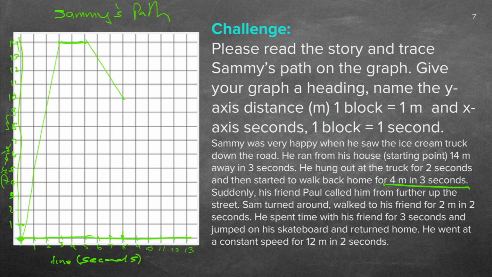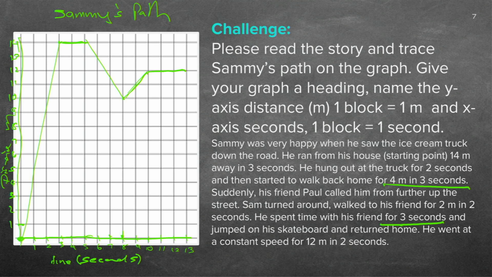Suddenly, his friend Paul called him from further up where he was just coming from. And Sammy turned round and he walked to his friend for 2 meters in 2 seconds. So now we go to 10 and he's walking back for 2 meters. So there he's going to his friend. Now he's at his friend and he spent time with his friend for 3 seconds. So he's not going anywhere for 1, 2, 3 seconds.